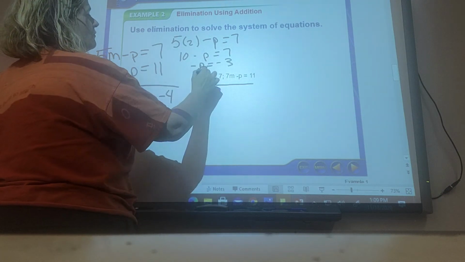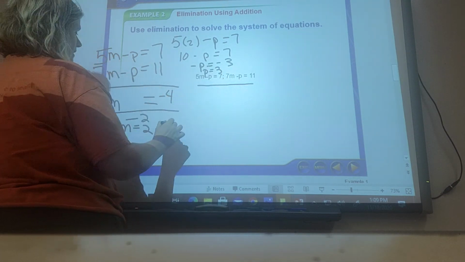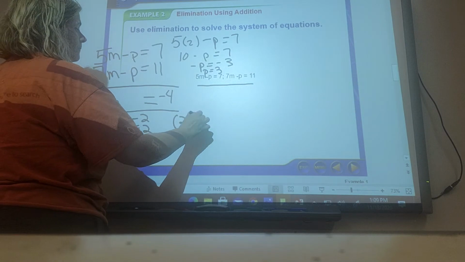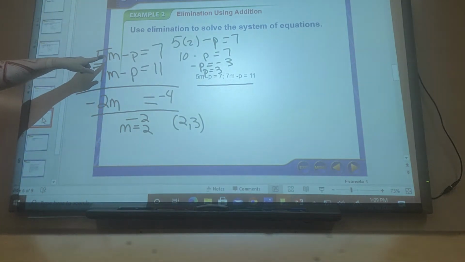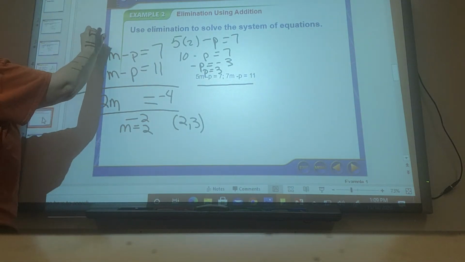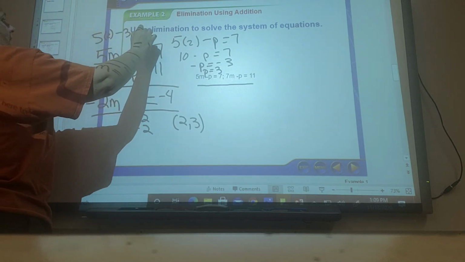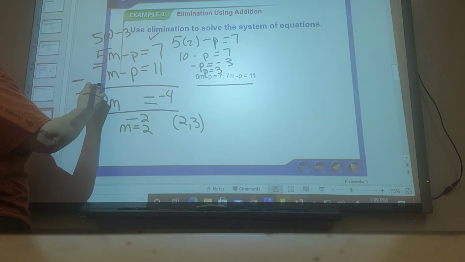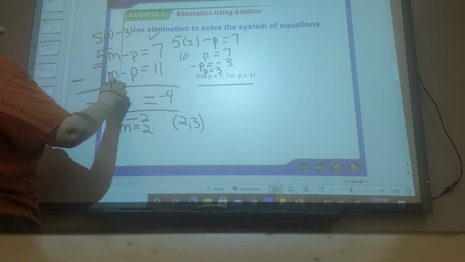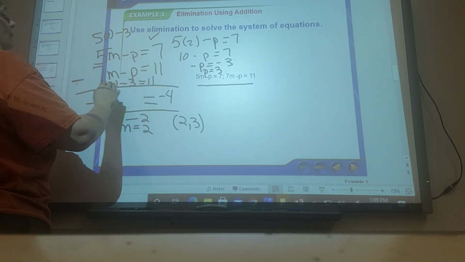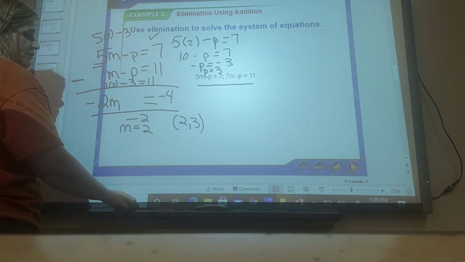We don't want negative, we want positive, so switch the signs. So we got (2, 3). Going back to check that into the originals, 5 times 2 minus 3, that's 10 minus 3, that does equal 7. Down here we have 7 times 2 minus 3 equals 11. 14 minus 3 equals 11. So these do check out.